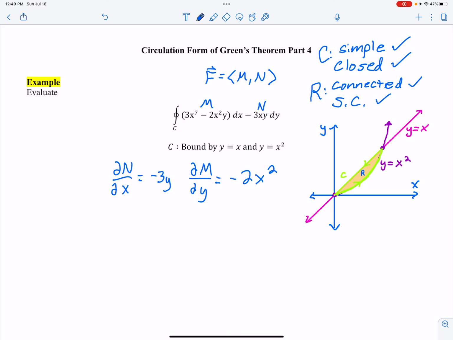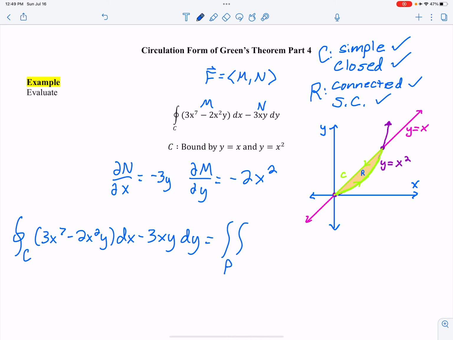All right, so Green's theorem, I'm going to rewrite my problem. The integral over C of 3x to the 7th minus 2x squared y dx minus 3xy dy is equal to the double integral over region R. And then I just subtract these things, so it's going to be negative 3y plus 2x squared dA.